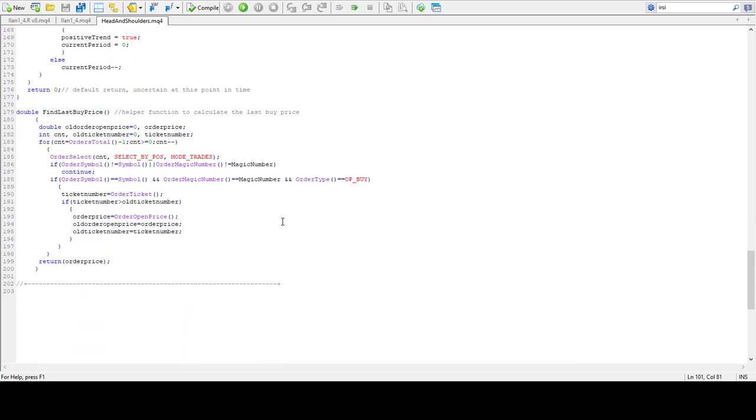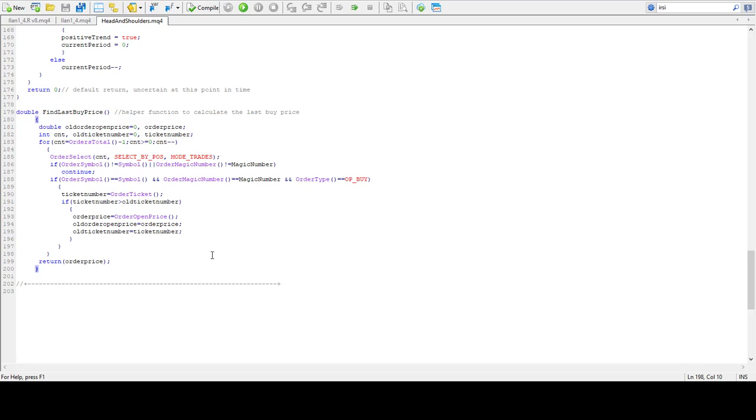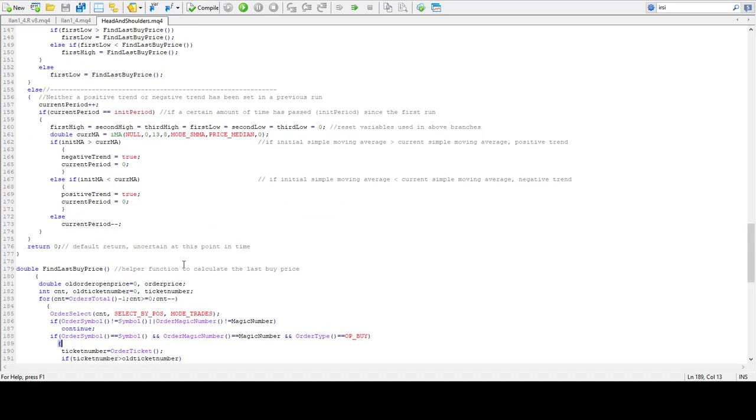There's also this helper function for final last buy price that's constantly referenced. Which just gets the order open price from a specific order. In this case, we have the current symbol. The magic number is just one I made up at the top, and it is for buying. That's all.